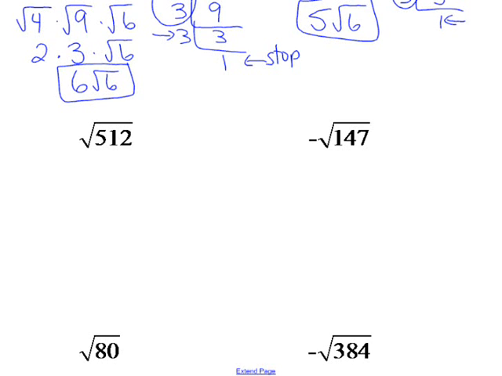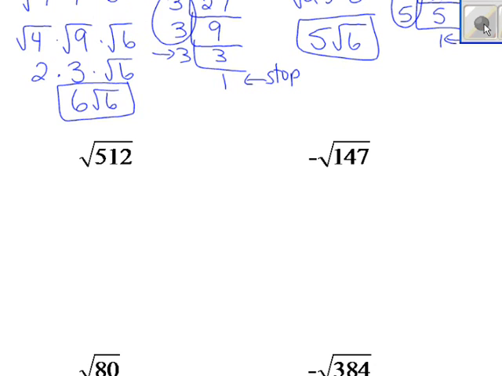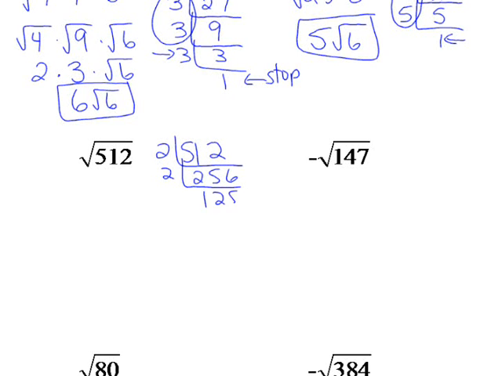512. All right, we're going to start with the square root of 512. So we start with our smallest prime, 2. 2 goes into 512 256 times. 2 still goes into that. So 2 goes into 256 128 times. 2 goes into that 64 times.